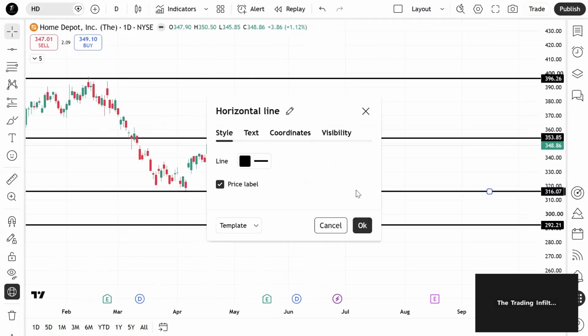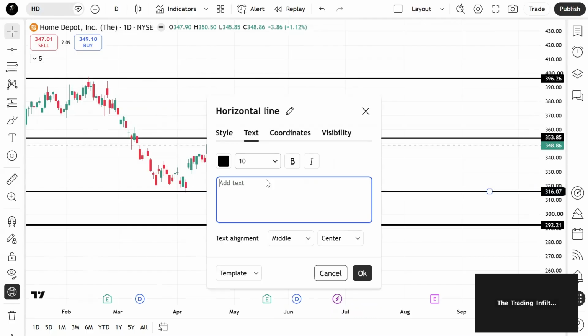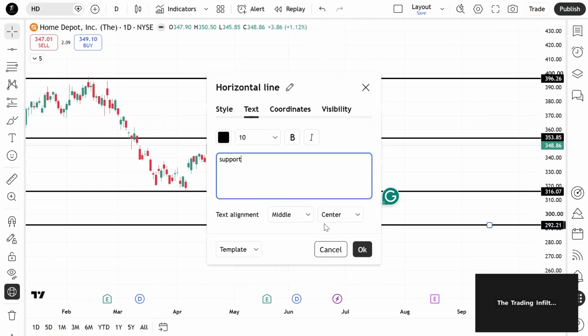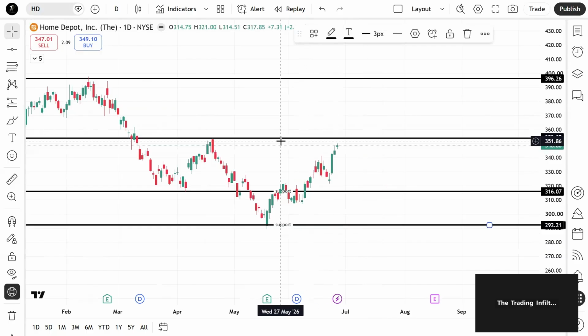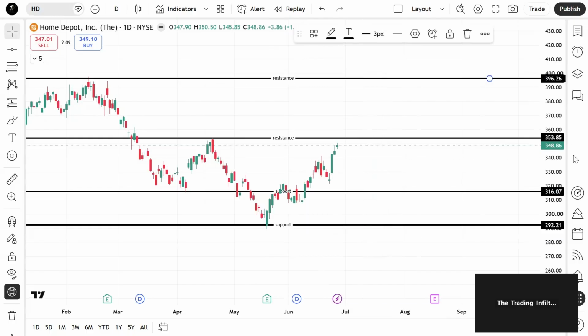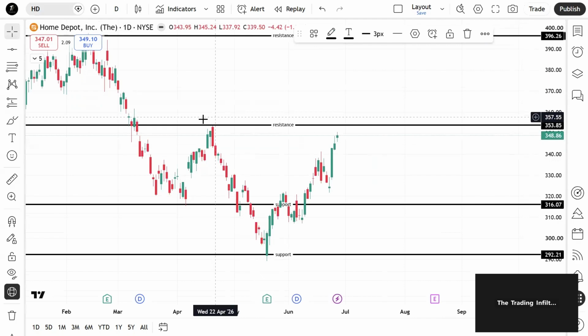Now you can even put some text on it so that you'll know: support, support. And again, guys, remember, support can also be resistance and vice versa. Resistance, resistance. So how does market structure and support and resistance work together? What you would want to do, you wait until price reaches a support level and you wait for that reaction.